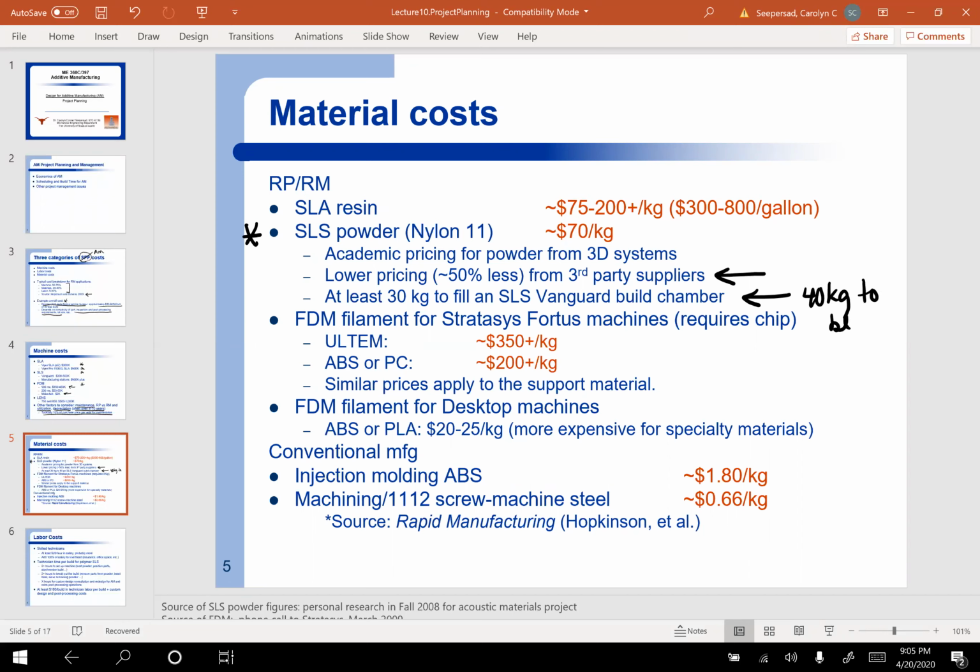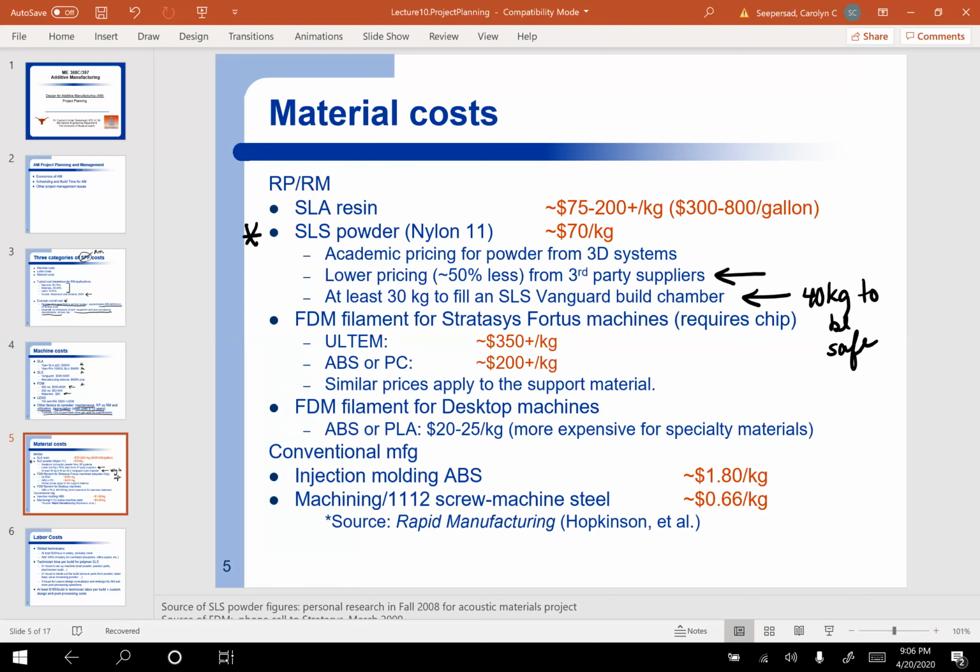With a little bit of overflow, a little bit of extra material. Now, how does that compare to other materials? So stereolithography, those machines sometimes aren't quite as expensive as SLS powder, but the materials themselves can be very expensive. So $75 to $200 or more per kilogram. Usually those resins are sold by the liter or by the gallon.